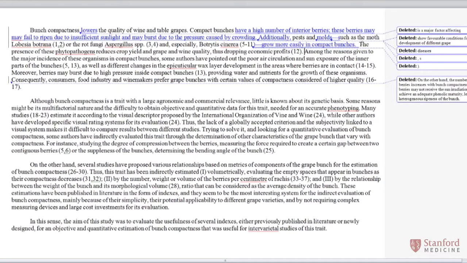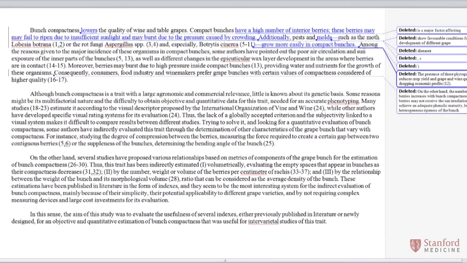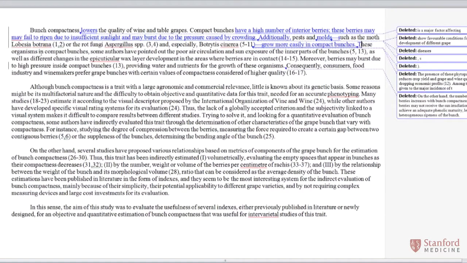Also, this sentence about reducing crop yield and wine quality and dropping economic profits, I think we can infer that if pests and molds are growing there, that all those things will happen, and that the reader doesn't need to be explicitly told that. So why might these organisms like this environment? I'm going to say these organisms, let's start right here, these organisms prefer an environment.